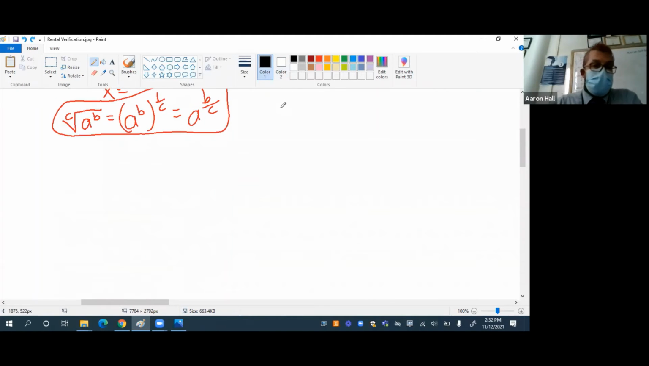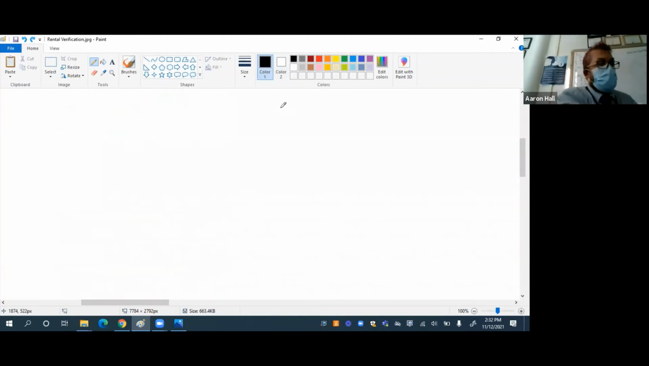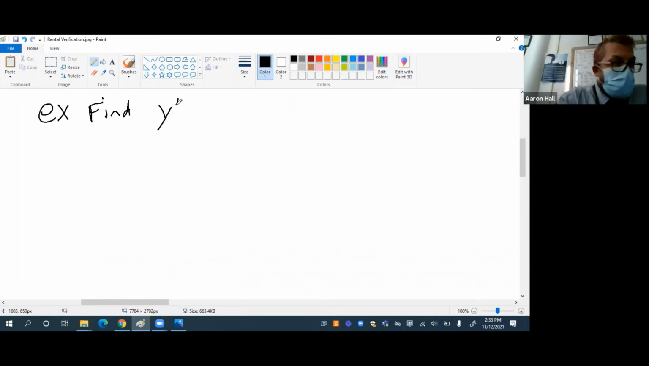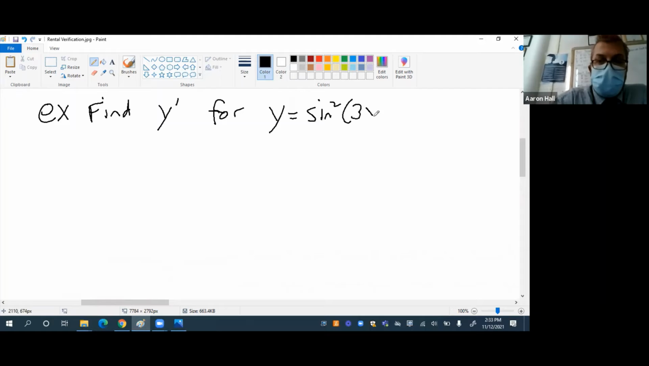Okay, moving on. Here's another one. Okay, fine. Here's my next example. I want to find y prime for y equals sine squared of 3x minus 2.